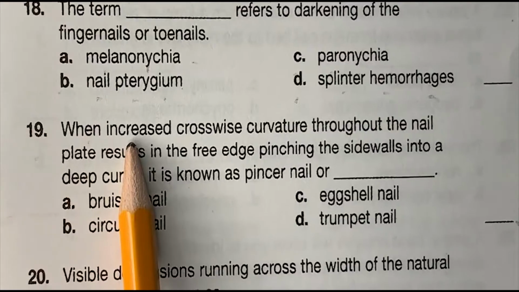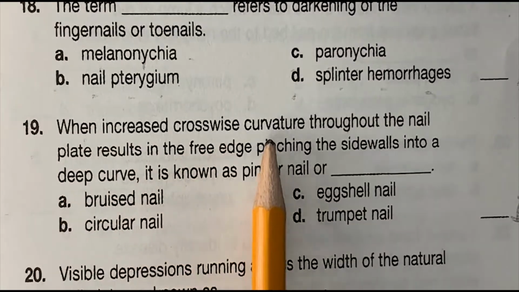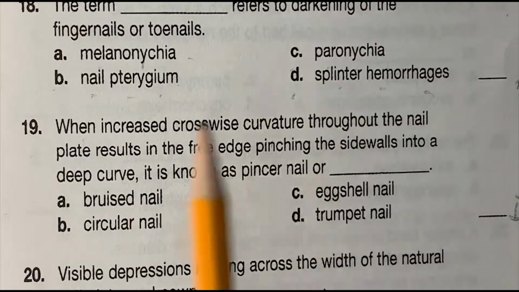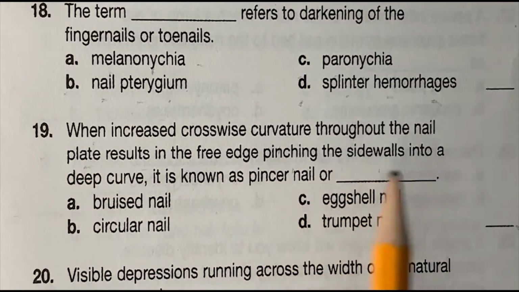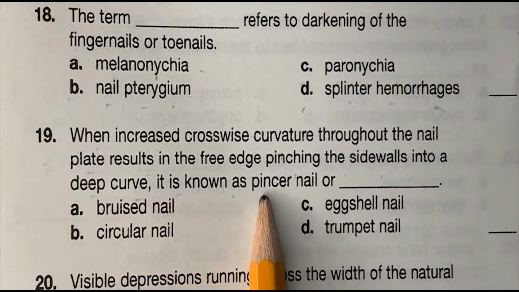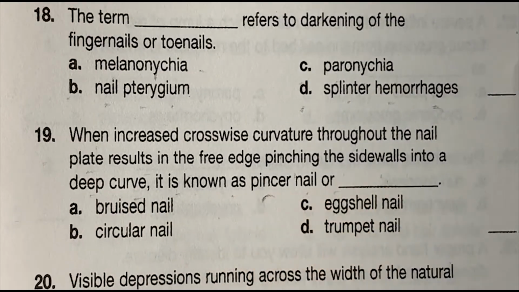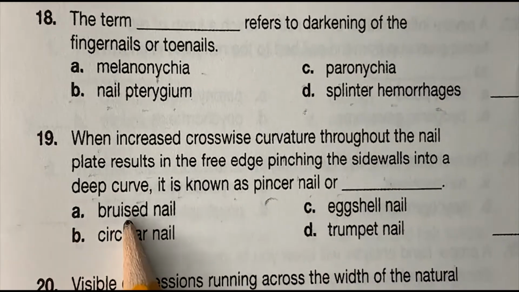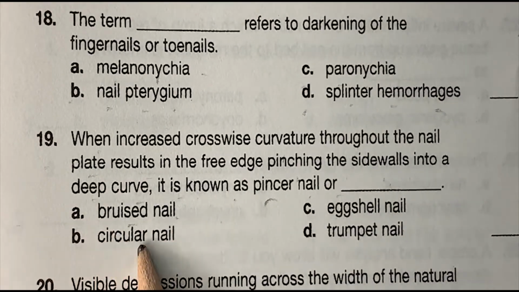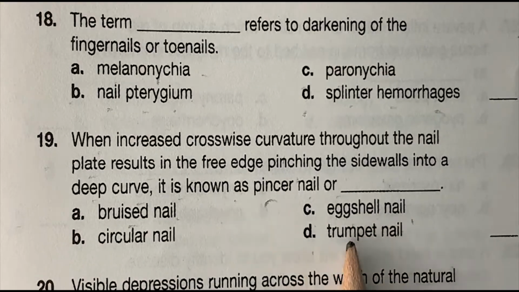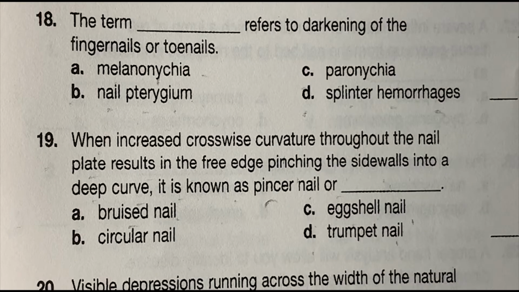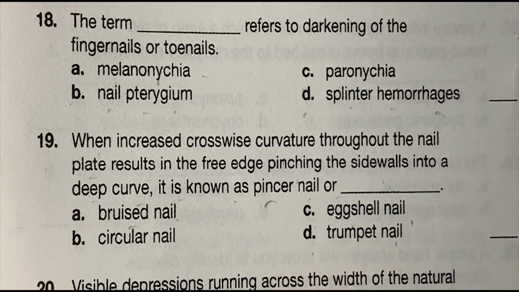Number 19, when increased crosswise curvature throughout the nail plate results in the free edge pinching the side walls into a deep curve, it is known as a pincer nail or a blank. Is it A, bruised nail, B, circular nail, C, eggshell nail, or D, trumpet nail? And your correct answer is D, a trumpet nail.